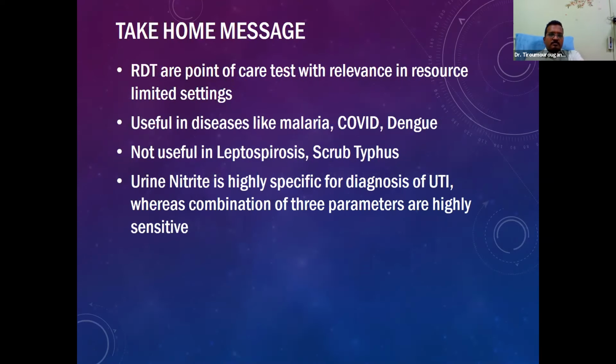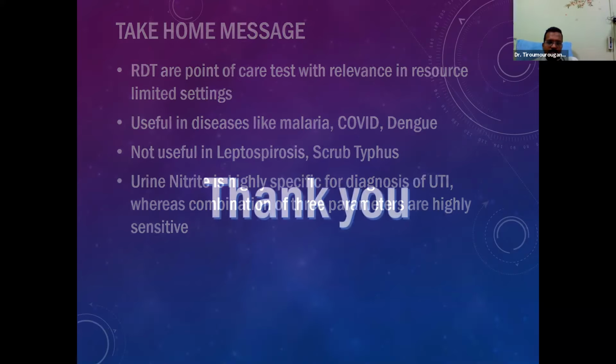So just to take home messages: rapid diagnostic tests or point of care tests have relevance in resource limited settings, useful in diseases like malaria, COVID and dengue, not so useful in conditions like leptospirosis and scrub typhus. Urine nitrite is highly specific for diagnosis of UTI, whereas a combination of all three parameters is highly sensitive for ruling out UTI. Thank you.